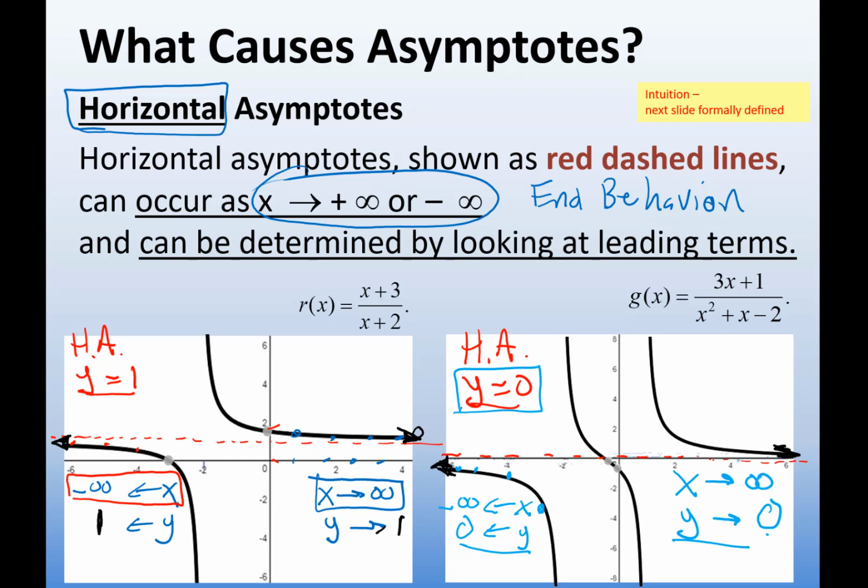Now, intuitively, what causes this behavior? It has to do with the function, of course, but it has to do with something we call the leading terms.